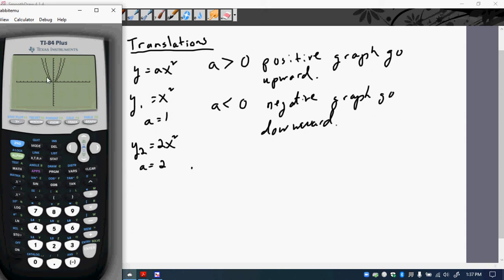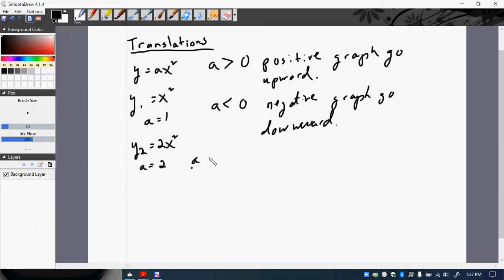And so as a becomes bigger, it becomes more stretched, more stretched in the vertical direction.